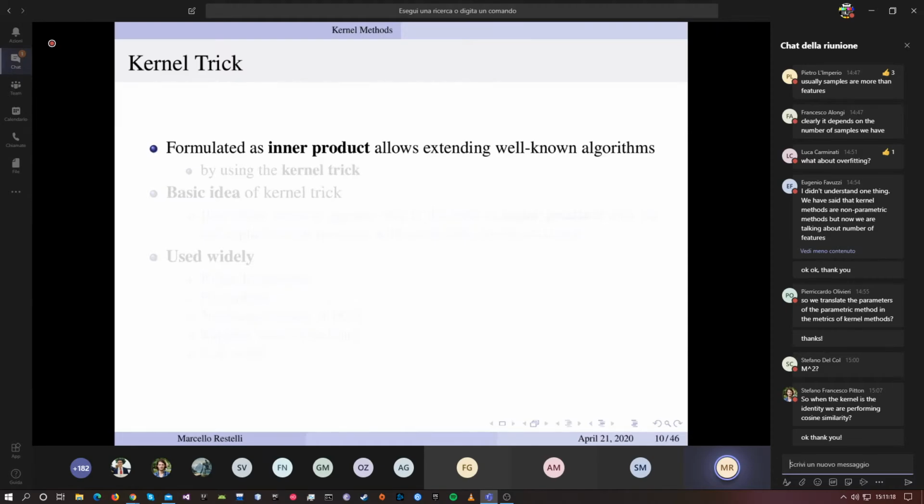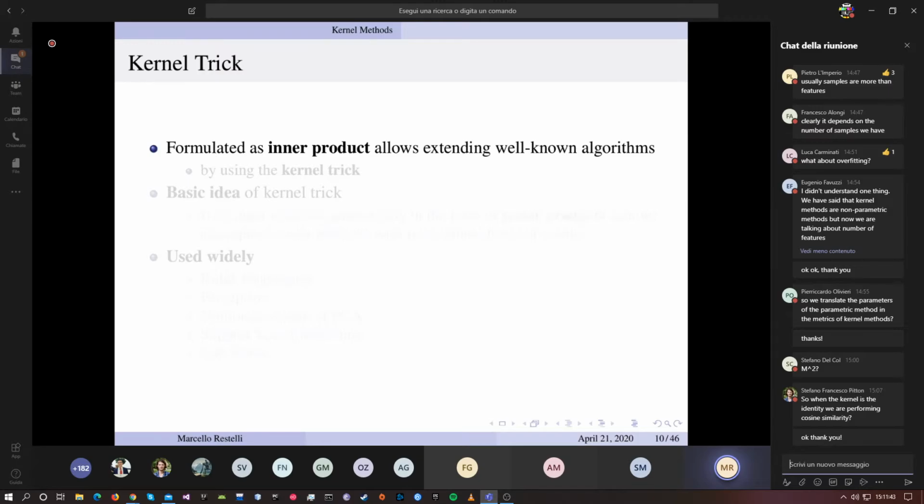You are working in the original input space if you use this kind of kernel. So what is the idea of the kernel trick? The kernel trick is the following. If I'm able to rewrite my learning algorithm in a way in which the feature vectors always appear in scalar products, I can replace these scalar products with the value of the kernel function.